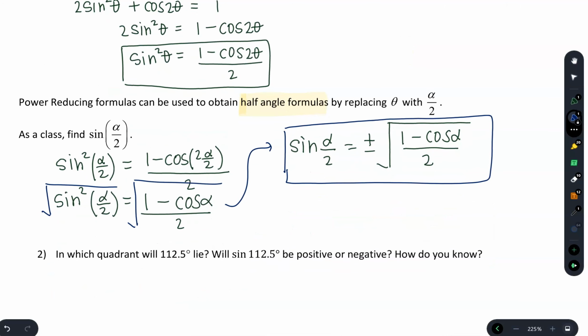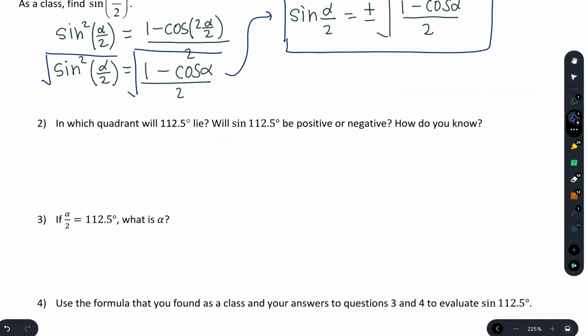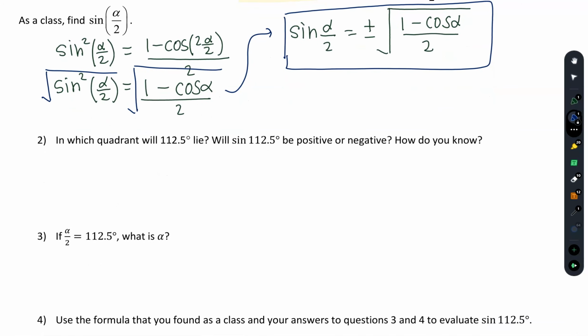So take a second and try to answer numbers 2, 3, and 4 for me. In which quadrant will 112.5 degrees lie? Will sine of 112.5 degrees be positive or negative, and how do you know? Take a second and answer these numbers 2, 3, and 4 for me.